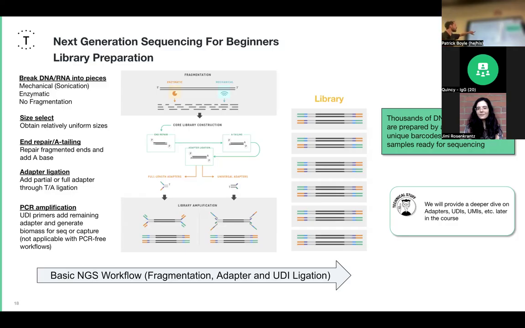All right. So you obtain relatively uniform sizes. That just means you chop everything up to around the same size, 300 bases, 350, 400, whatever the customer wants to do. You chop it up to that size, this insert here. Then you have to do something called an end repair and an A-tailing. End repair takes DNA that has an overhang, basically double-stranded DNA with an overhang one way or another.